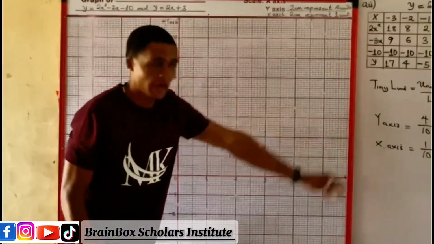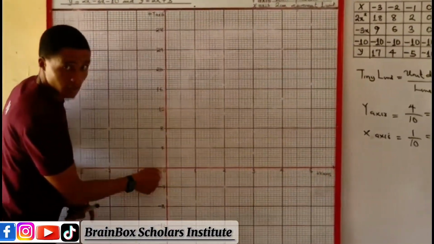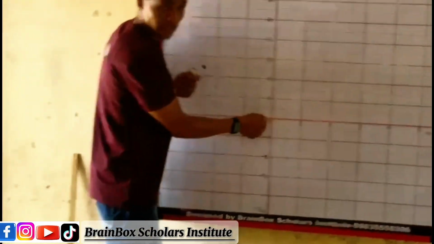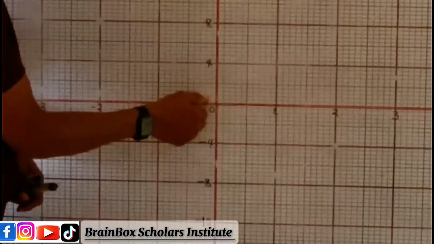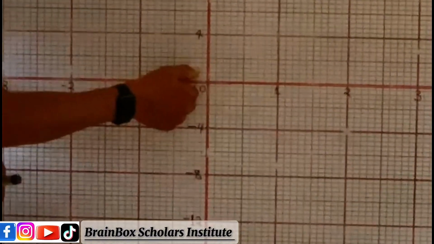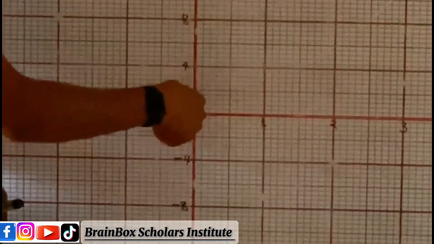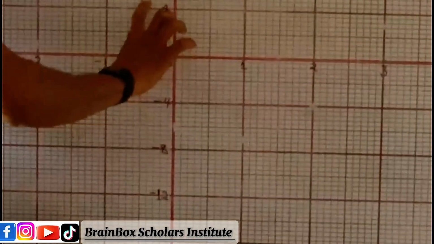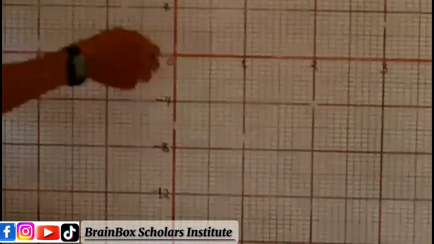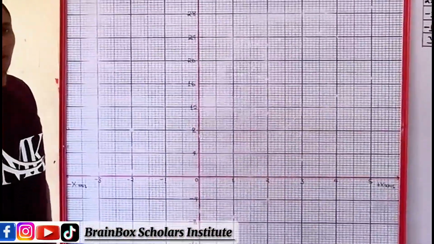Let's go to the y-axis. Here is 0. The first tiny line here is 0.4. Let's go. 0.8, 1.2, 1.6, 2. You see, the middle is 2. Since here is 4, the middle is 2.